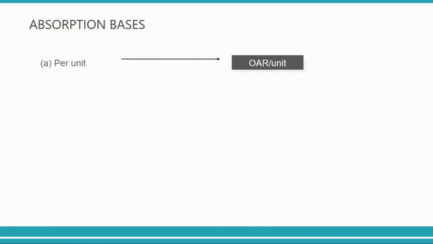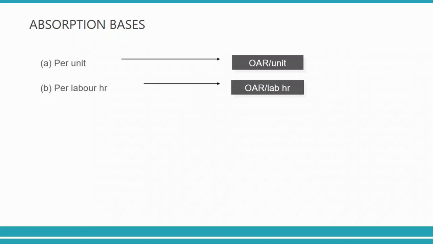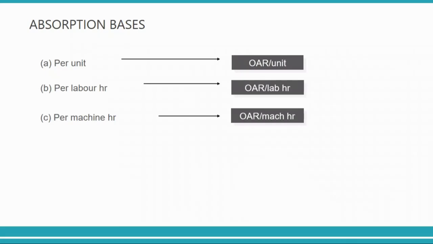Activity levels you could have: OAR per unit, like I said, $5 per table, or OAR per labor hour, or maybe overhead absorption rate per machine hour. You can calculate per machine hour. So in the exam, sometimes you get confused whether you should calculate OAR based on machine hours or labor hours. The answer is, whichever number is significant.